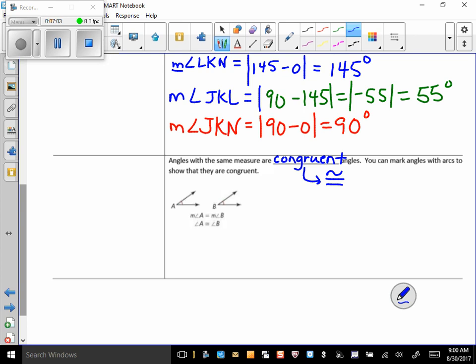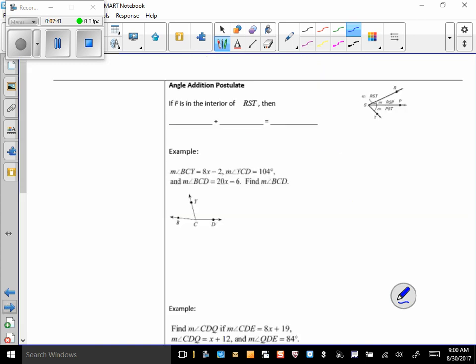You can mark angles with arcs to show that they are congruent. So here, when I look at this angle A, and it has this mark, and I look at this angle B, and it has this mark, that tells me that angle A is congruent to angle B. So make sure you know this notation. If the measure of angle A equals the measure of angle B, then I know that angle A is congruent to angle B. And please notice that when I'm talking about congruence, I'm not talking about measures, I'm talking about the actual angles themselves. Be very careful with your notation.